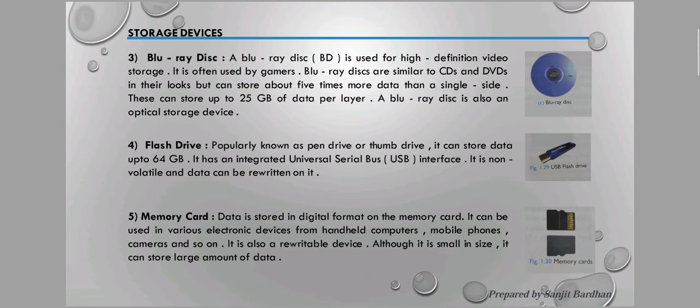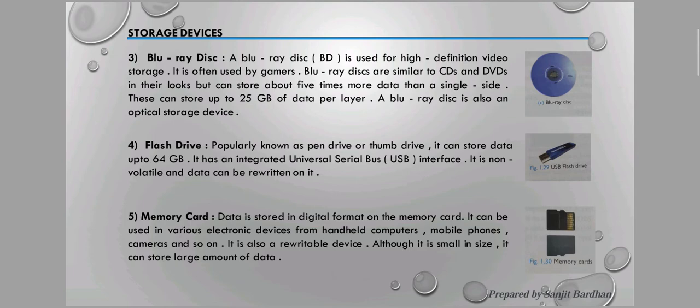Next is flash drive. Flash drive means pen drive, popularly known as pen drive and thumb drive. It can store data up to 64 GB. It has an integrated universal serial bus, that means USB interface. It is non-volatile and data can be rewritten on it. That means we can easily delete a file from a pen drive, and we can easily store new data in a pen drive.